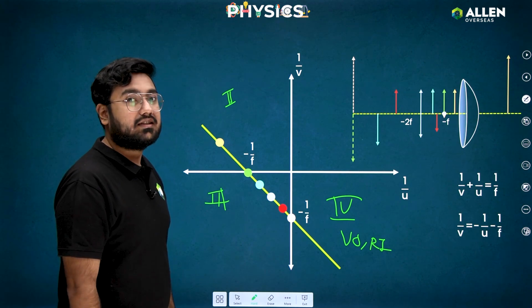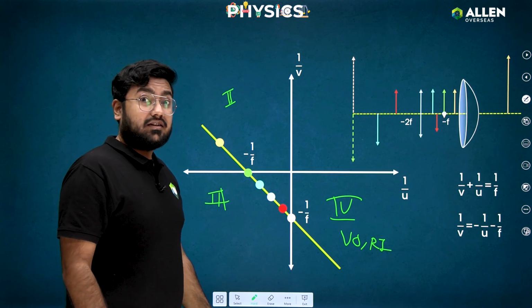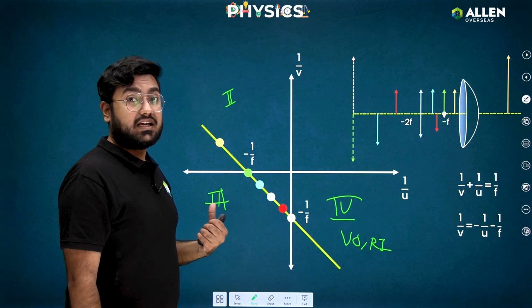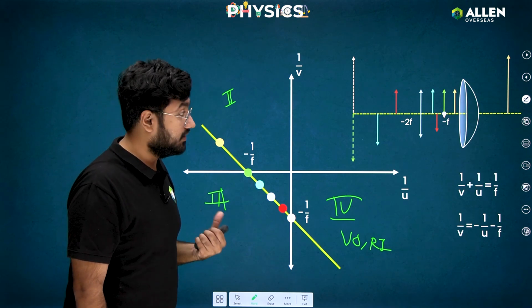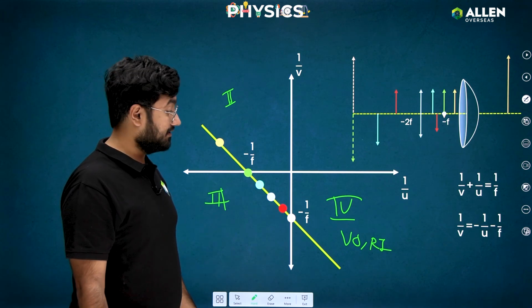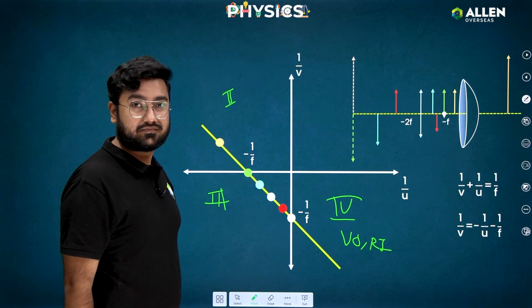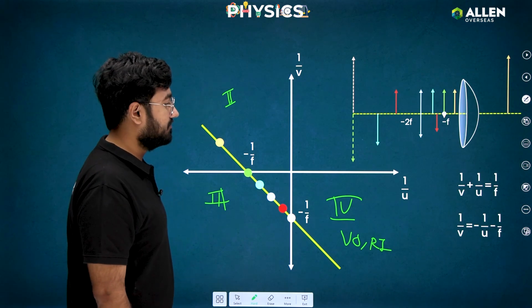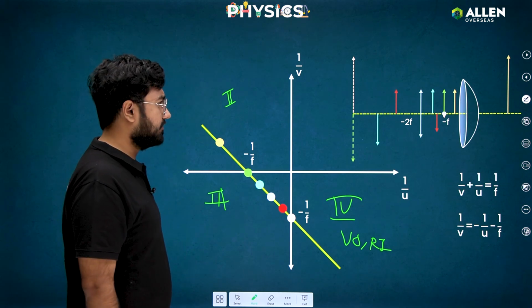Yeah, clear? So what's the conclusion from here? That concave mirror doesn't form virtual image of virtual object. The rest 3 cases are possible. Getting the point? Yeah, pretty much.